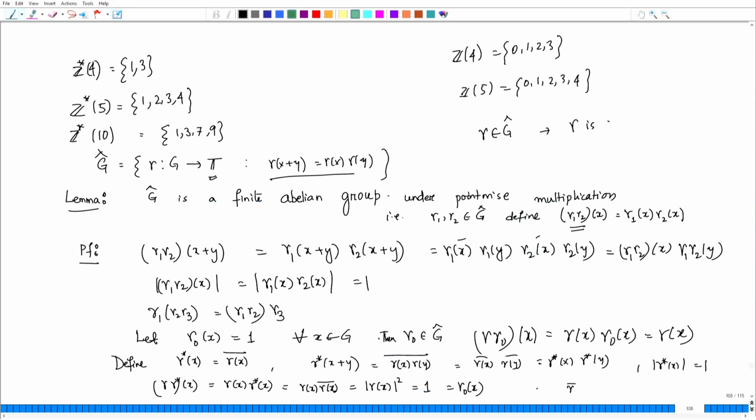All this gamma belonging to G hat, we will call gamma a character of a finite abelian group G. For each G, now we have the set of all characters, that is, a homomorphism from G to the circle group. So, an important question one would like to ask is, if G is a finite abelian group, we have proved that G hat is also an abelian group. Now, is it going to be a finite abelian group or not?